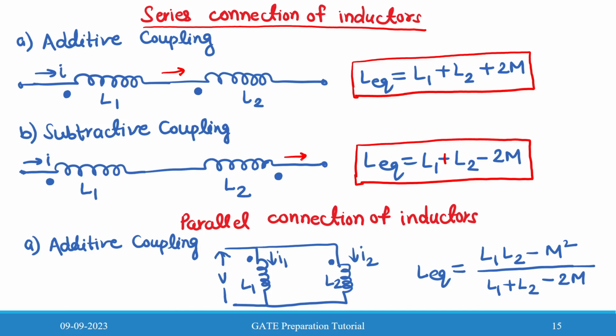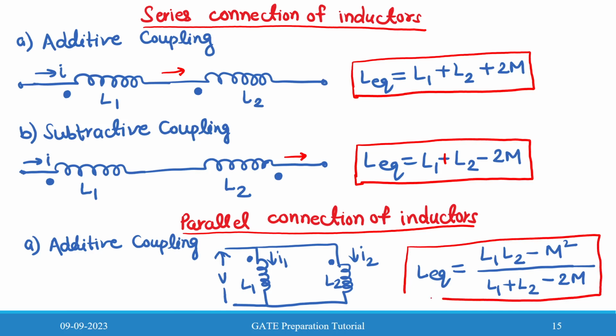Now we will see the parallel connection of inductors. For parallel connection of inductors, if we have additive coupling, it means the currents are entering the dots in a similar way, like in both dots the current is entering. So this is additive coupling, and the equivalent inductance will be more: L1 L2 minus M square divided by L1 plus L2 minus 2M.